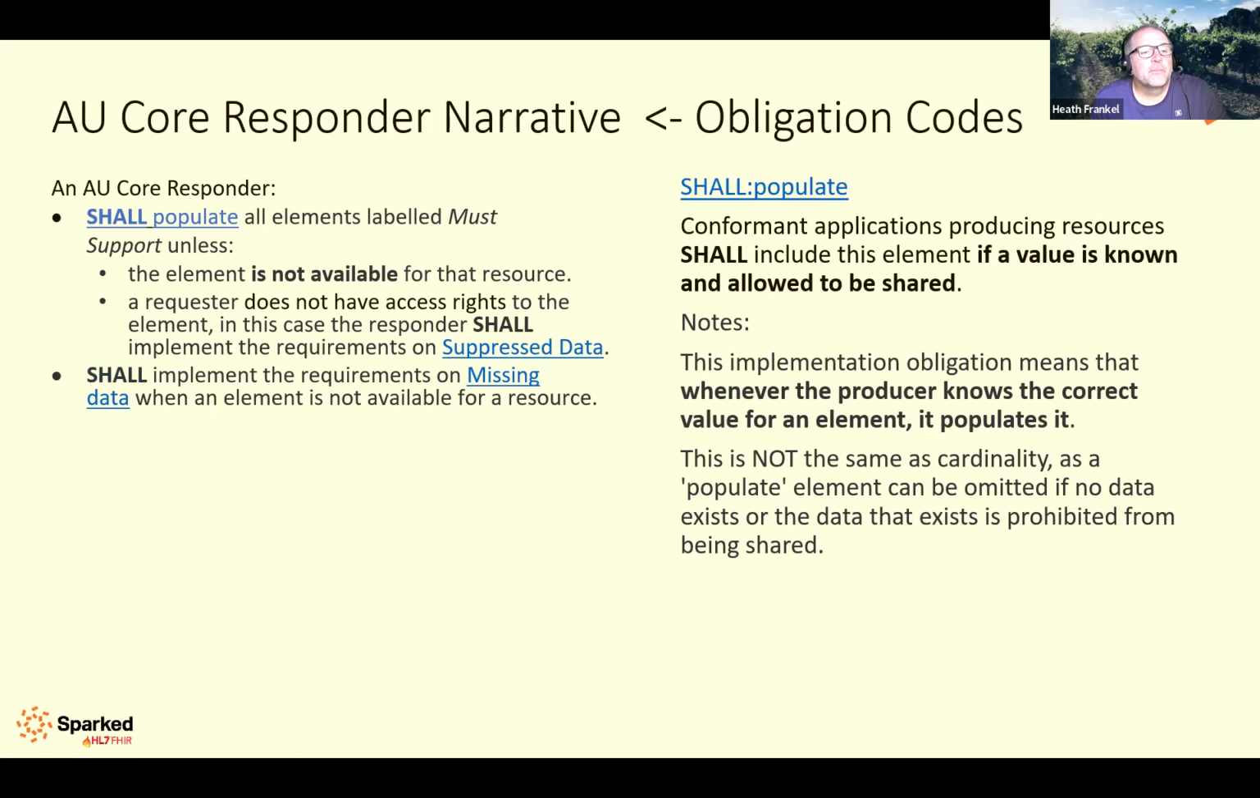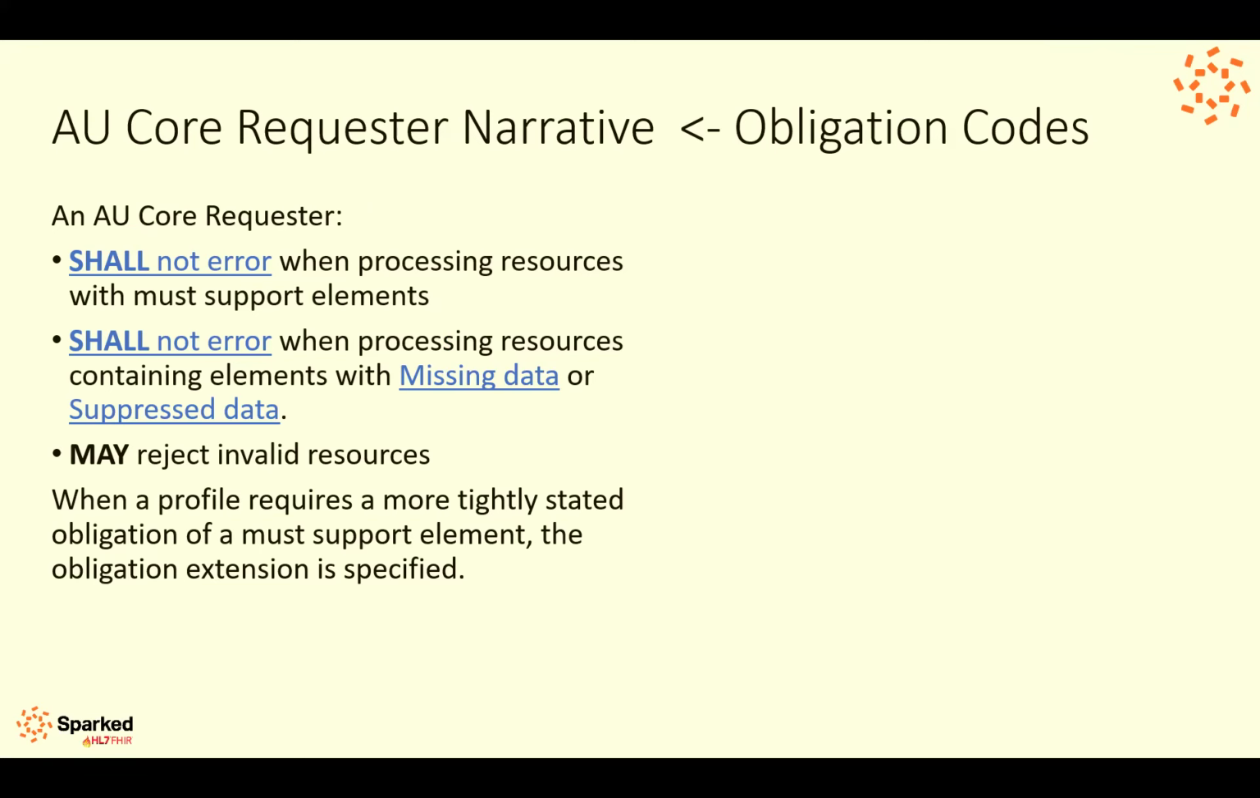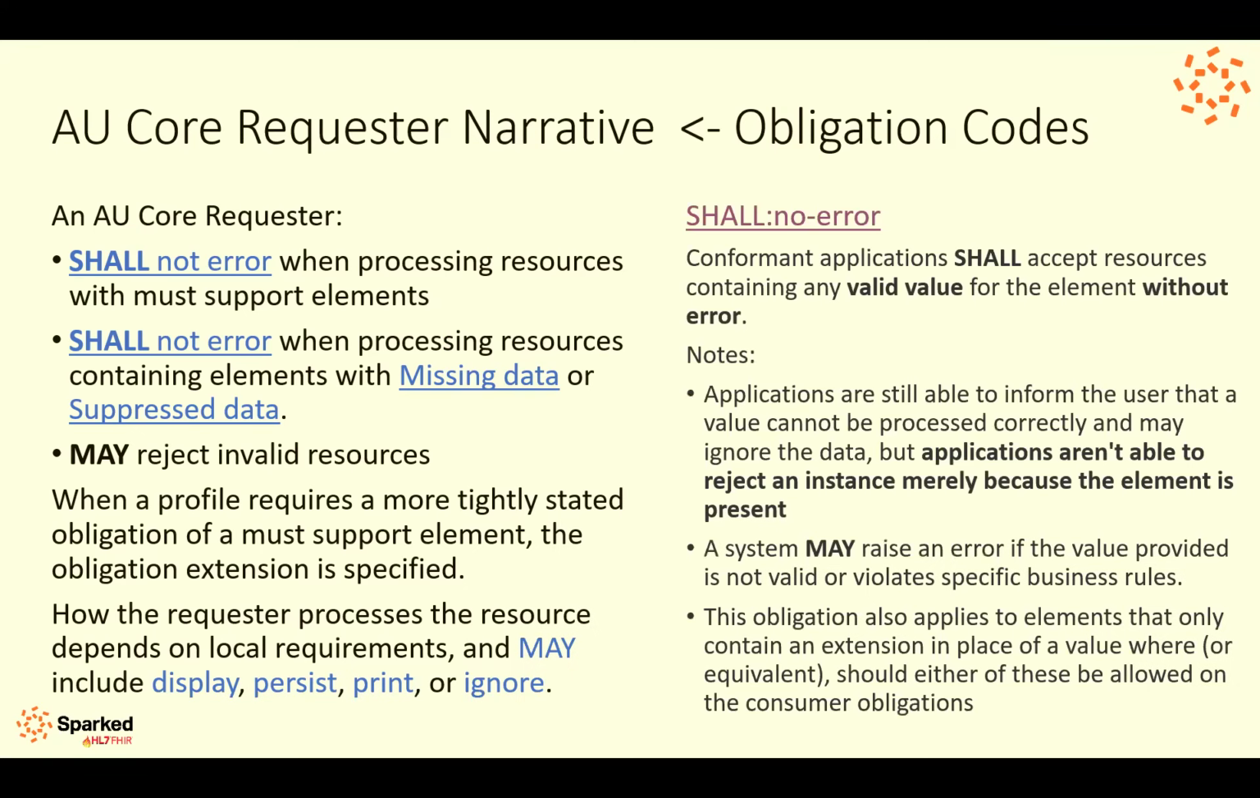Someone wanted to say something. Sorry, it's me. The slide before this one. I really struggled with the bottom right last dot point. I almost get the first sentence: this obligation also applies to elements that only contain an extension in place of a value where, and then I'm lost, or equivalent, should either of these be allowed on the consumer obligations. I don't get that last phrase at all.